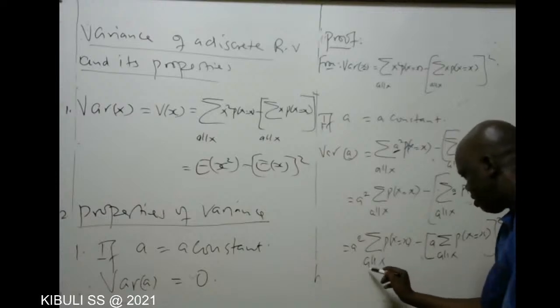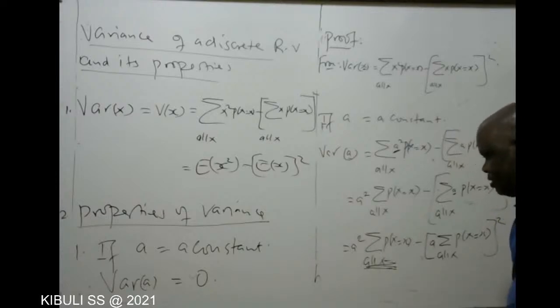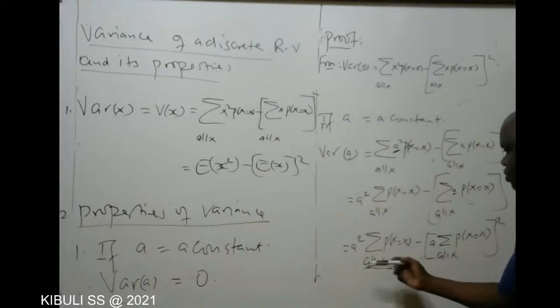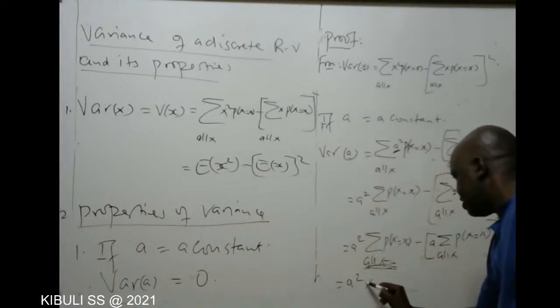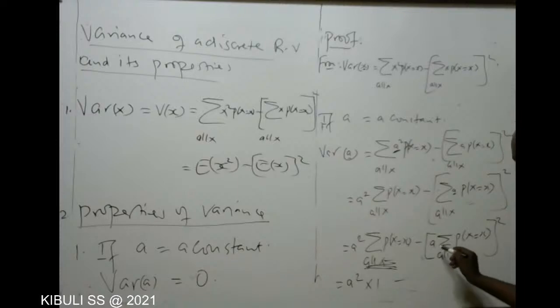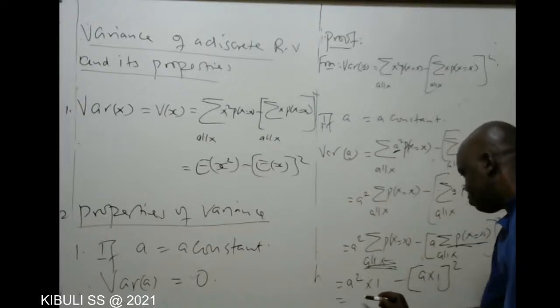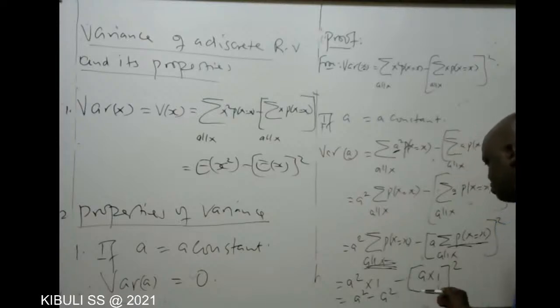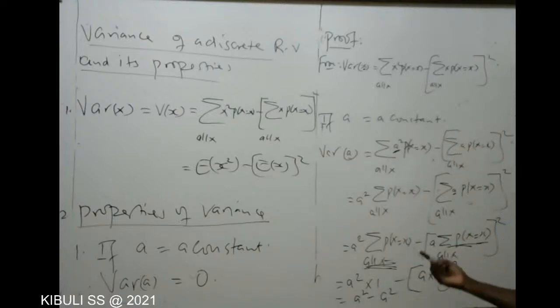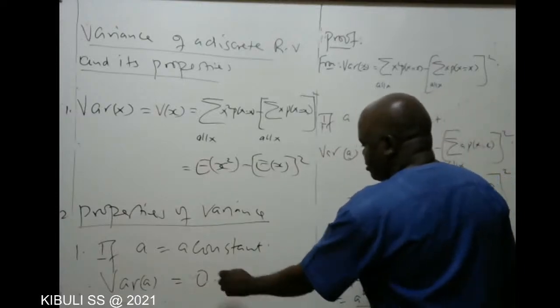After getting that, now you are aware that this one is equal to 1. So this will be equal to a squared times 1 minus, this one shall also be 1. So this will be equal to a times also 1. But this one is also squared. Therefore, this will give us a squared times 1 is a squared, minus a squared, because a times 1 is a, squared is a squared, which is equal to 0. Hence, proved. We have shown that the variance of a constant is equal to 0.